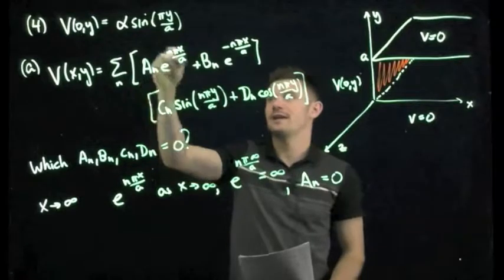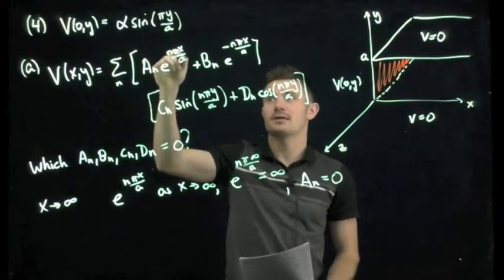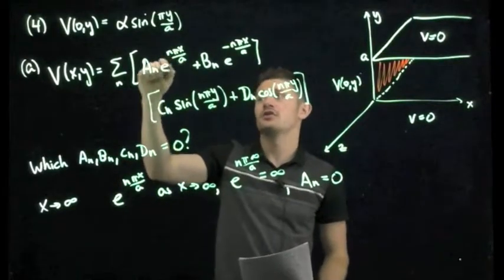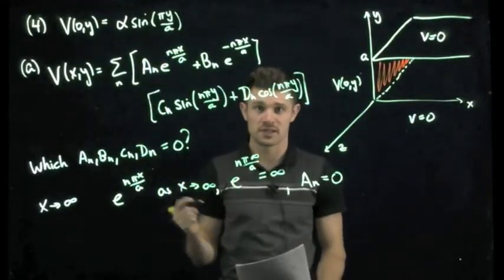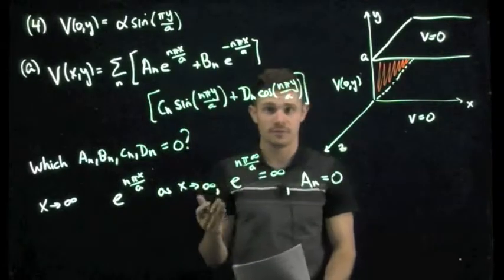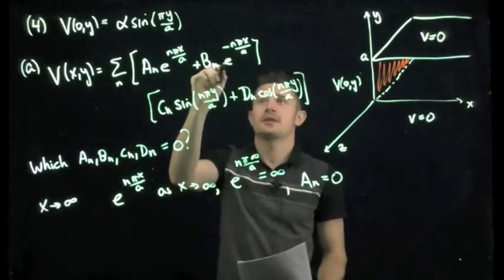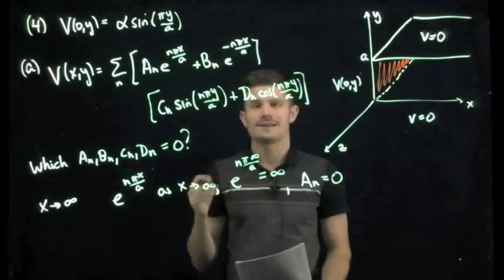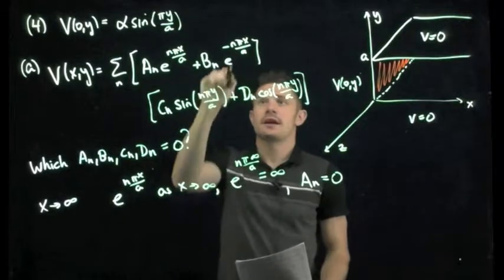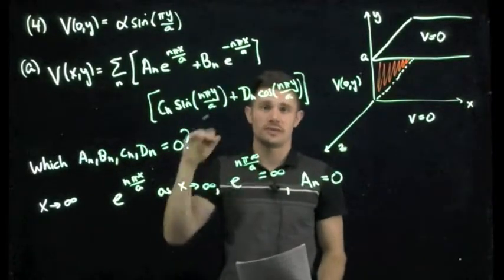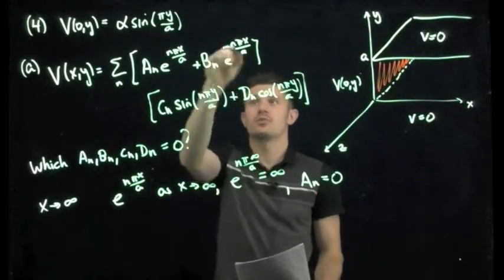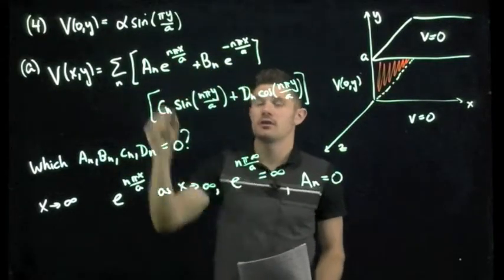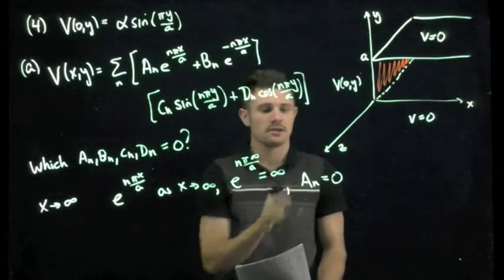We cannot have any exponential term e to the n pi x over a, because as x goes to infinity, this term will diverge. So all of our coefficients an must be equal to 0. Our bn do not have to be equal to 0 because we have the exponential of negative n pi x over a, and there's an x term there as well. But as x goes to infinity in that case, the exponent goes to negative infinity, which means it decays, and this term will in fact go to 0 as x goes to infinity. So our bn are okay, but our an all have to be 0. So that's our first condition.